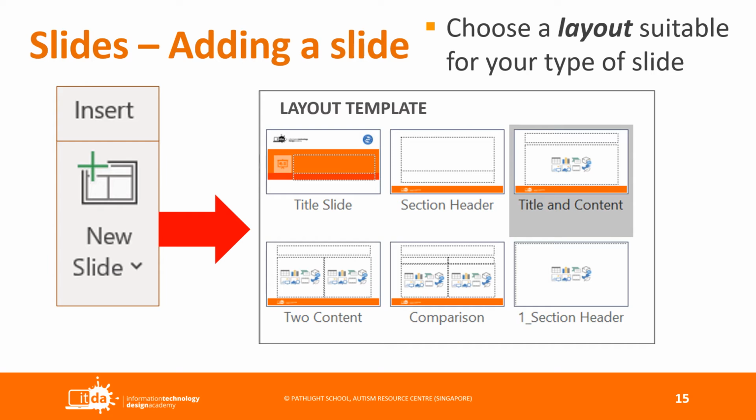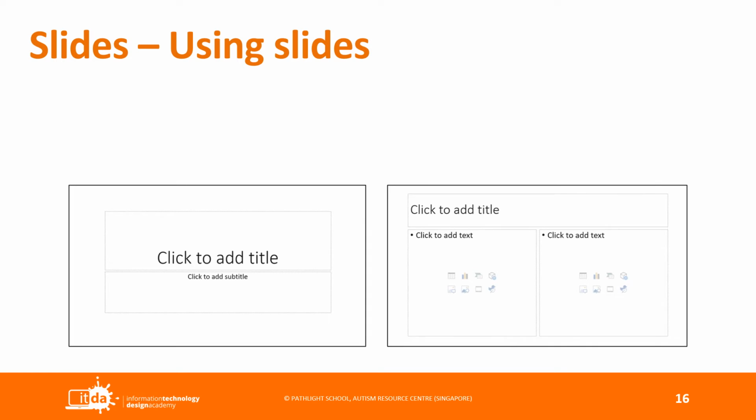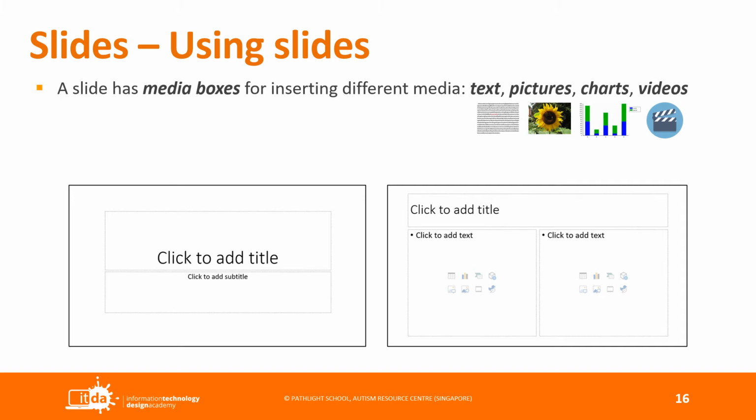Okay, so your slide layout depends on what kind of slide you want. Is it a title slide? Is it a content slide? Content slide, we use title and content. If it's a body slide, we use two content. And if it's an ending slide, sometimes we add a section header. Okay? Now we also learn how to use our slides properly. So when we add our slides from the layout, we notice they have some boxes. Okay, so these are boxes we call media boxes for adding different kinds of media.